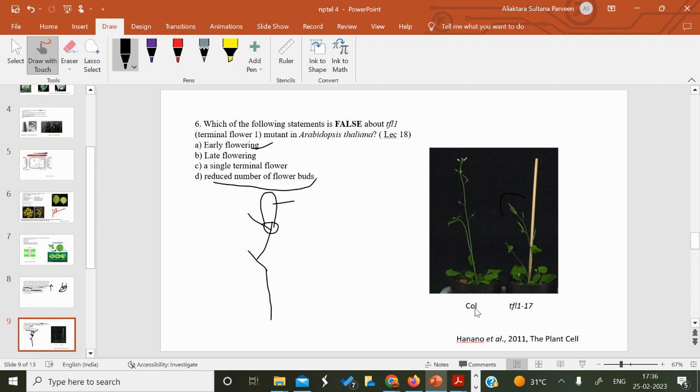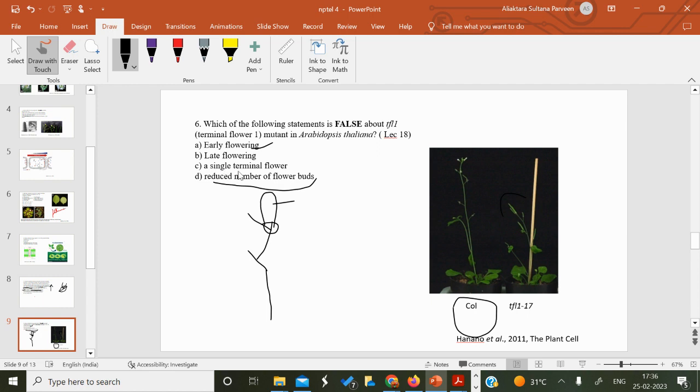So this is your wild type. Col-0 is something I have not mentioned in this class. Col-0 is the wild type counterpart. Col-0 is an accession, the background in which this mutation was created. In this wild type plant itself, this mutation was created, but right now these are two different plants: this is the wild type and this is the mutant. So this mutant has the characteristics of early flowering and a reduced number of flower buds. So which of the following is false about it?